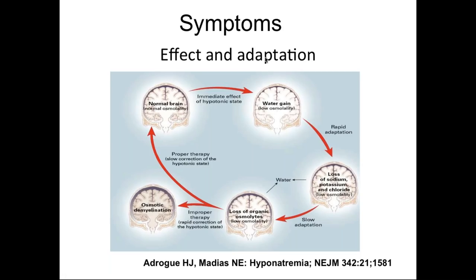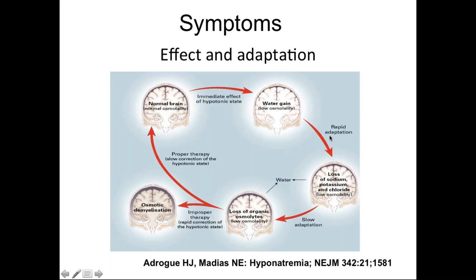So now I'll switch gears and talk about symptoms. And the symptoms of hyponatremia are driven by brain edema. And this picture from Nicholas Madias is a good reflection of that. So you start with the normal brain on the left corner, and as you develop hyponatremia, the brain will gain water and cerebral edema will happen, and the symptoms will happen from this immediate effect, and the rapidity and severity of the hyponatremia will dictate how quickly and how much water is gained.